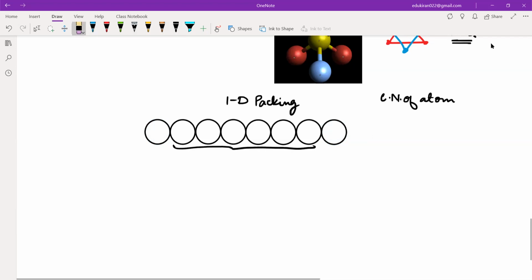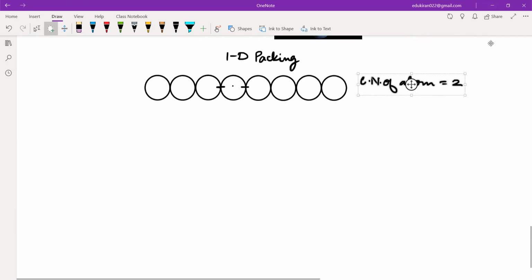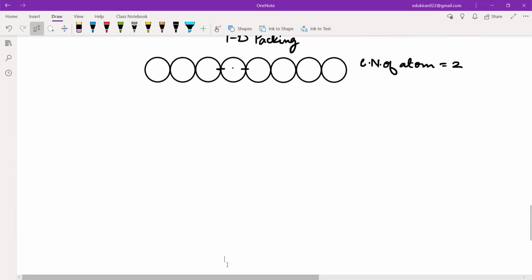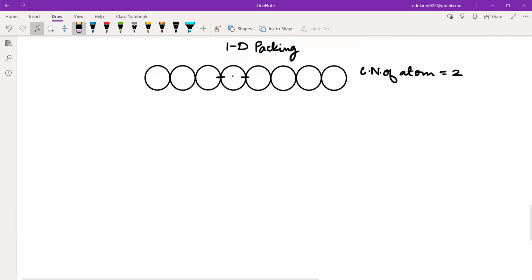So what do you think, guys? What is the coordination number of these atoms? Write 2. Correct. So the coordination number is equal to 2. For 1D packing, it is 2. If you look at any of the atoms, let us say this atom, it is touched by 2 different atoms. So the coordination number of 1D packing is 2. Now from 1D packing, we will move towards 2D packing. And as I am moving towards 2D packing, I will take this 1D packing.